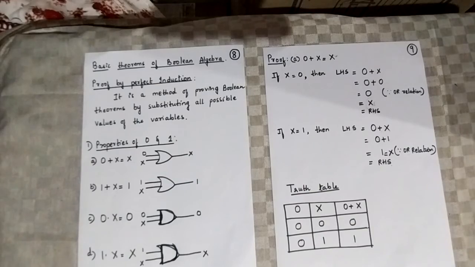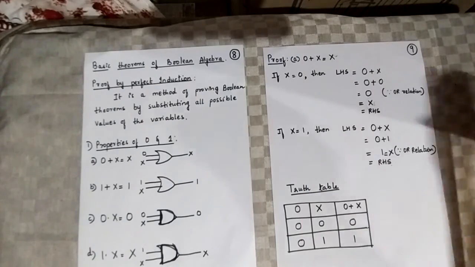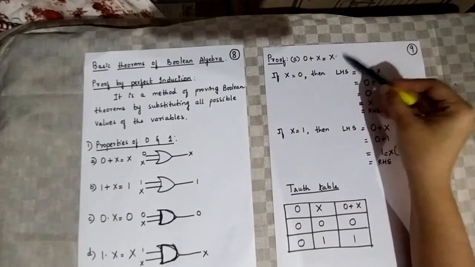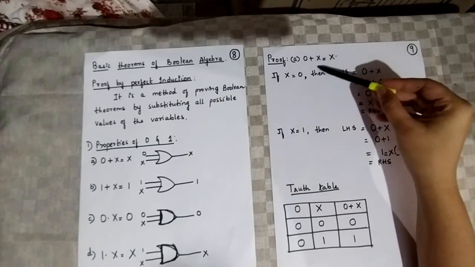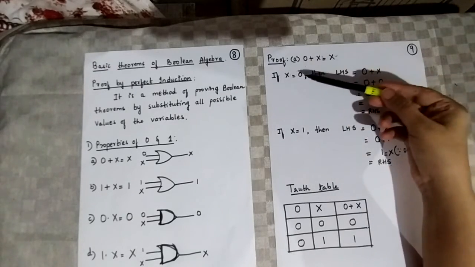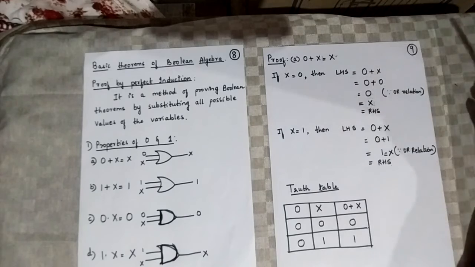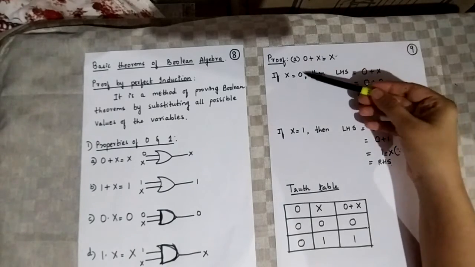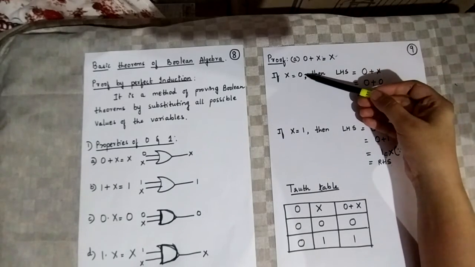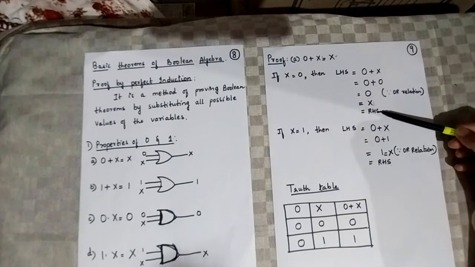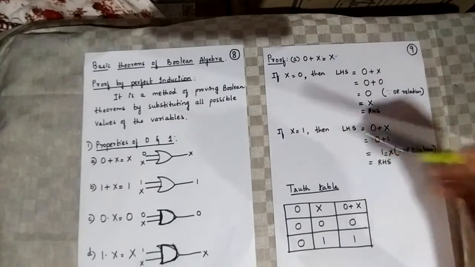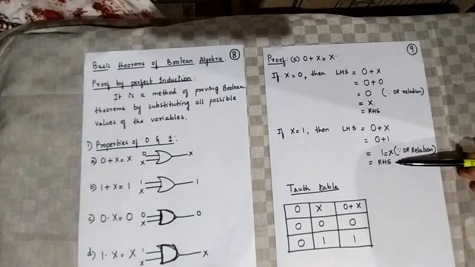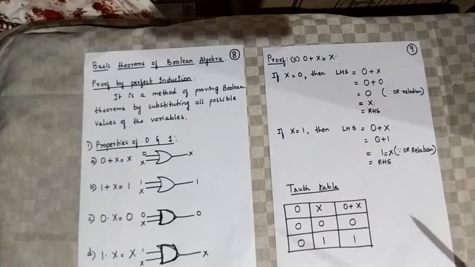So you have seen this proof by perfect induction method. We take the theorem, we substitute its logical variable with the possible values. So the possible values for Boolean algebra are 0 and 1. So once I have replaced with 0 and I have checked it equals right hand side, then it is replaced with 1 and again it is checked with right hand side. So this is the method of proof by perfect induction.